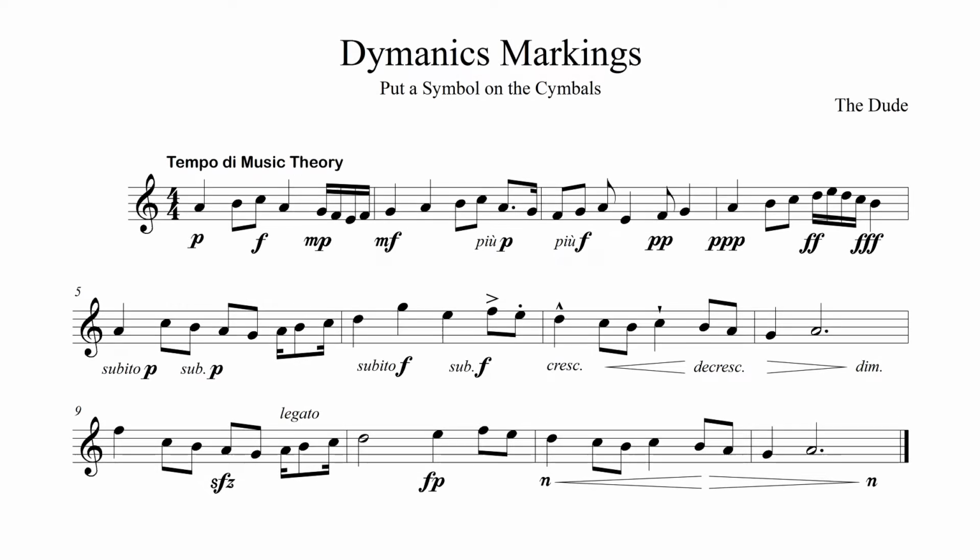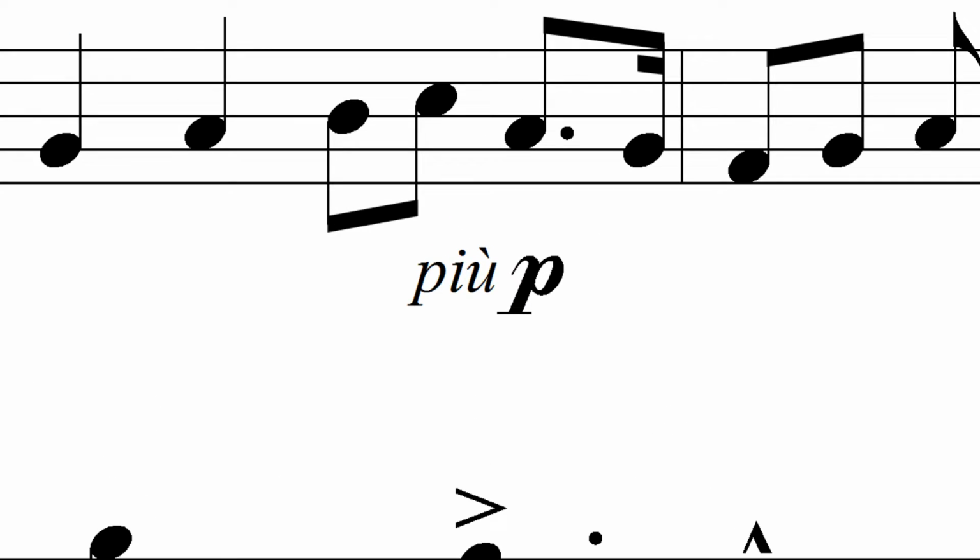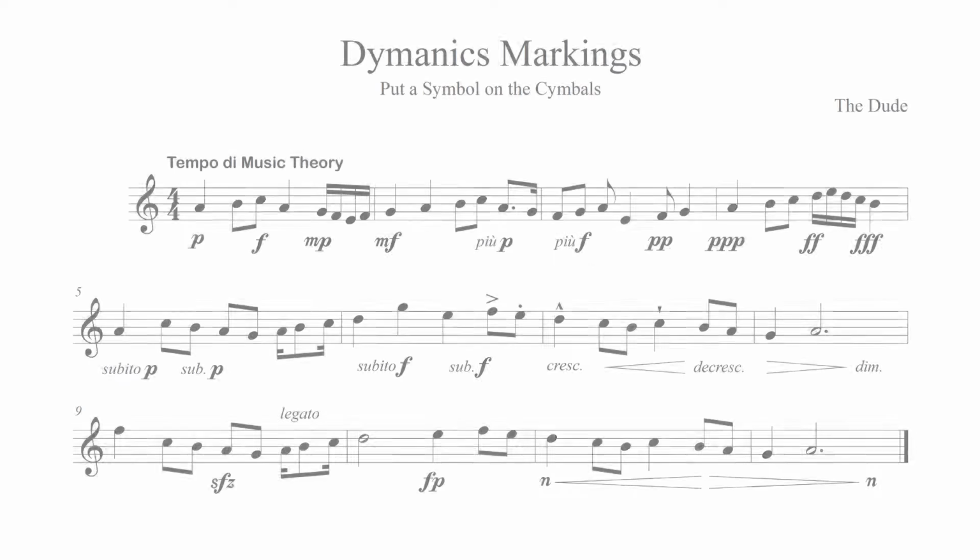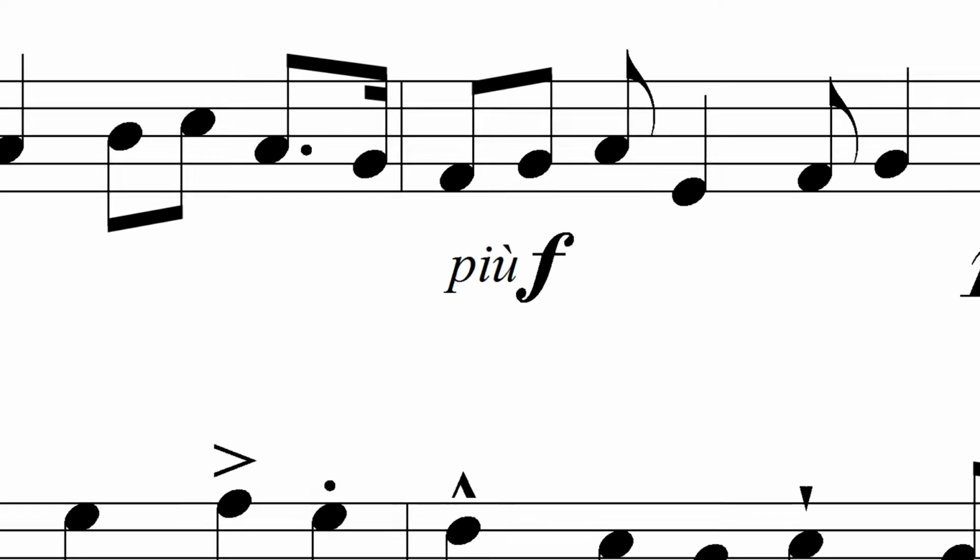Piu piano, abbreviated as PIUP, means more quieter. Piu forte, abbreviated as PIUF, means more louder. Use of up to 3 consecutive Fs or Ps is also common.